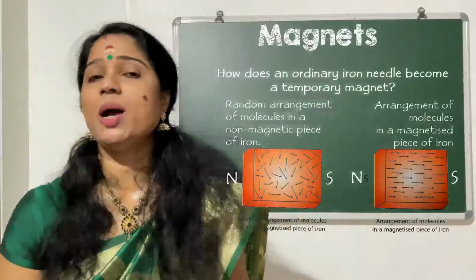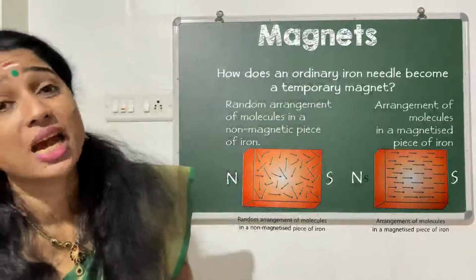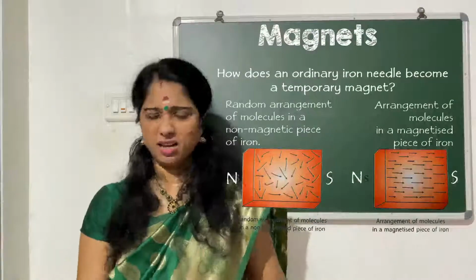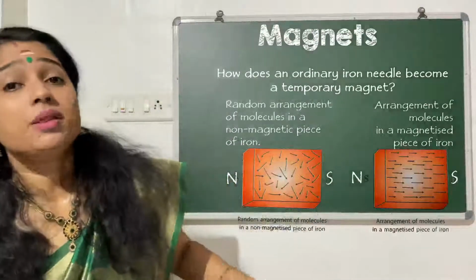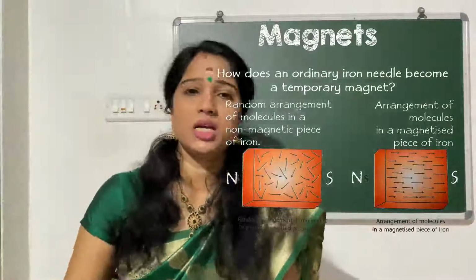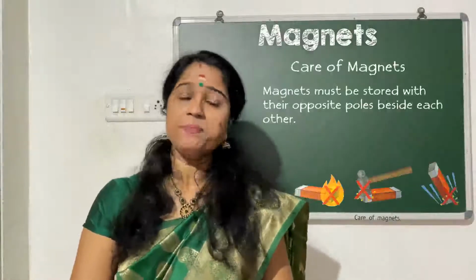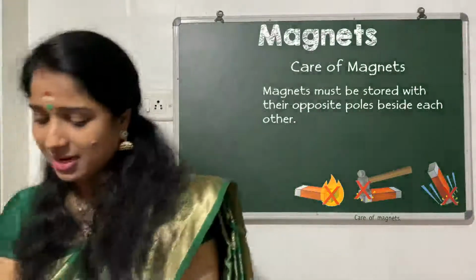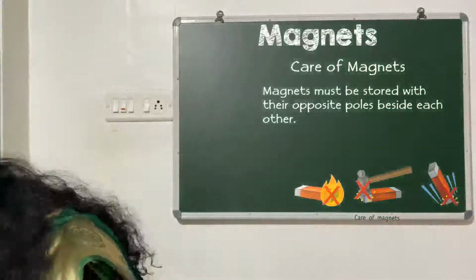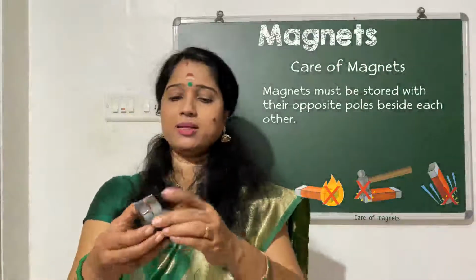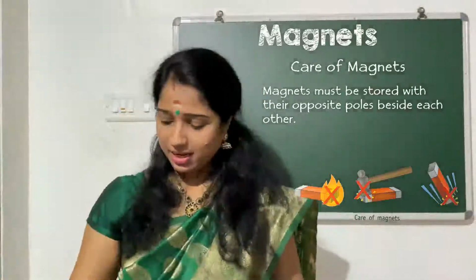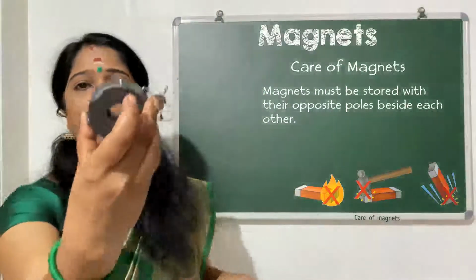Next thing we want to study about the magnet is how to take care of the magnet. If you keep magnets for a long period of time, definitely the magnets may lose their magnetism. That's quite simple. Clear? So to avoid that, we are supposed to keep the magnets with opposite poles, like this. Opposite poles should be kept beside each other. North and south poles should be kept beside each other.